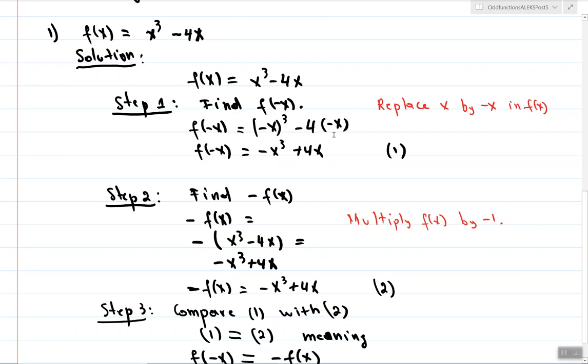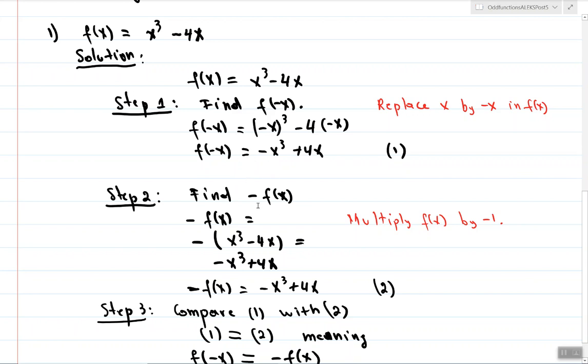Minus 4 times quantity negative x. So when you cube negative x, you get negative x cubed. And then here negative and minus makes it positive 4x. So you get this, which is called f of negative x.